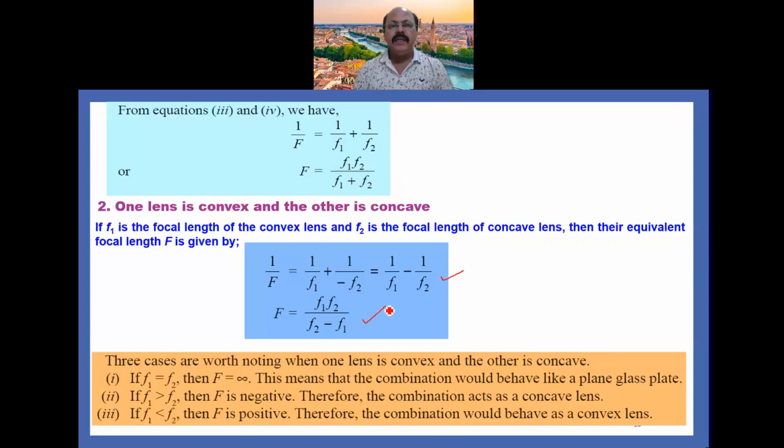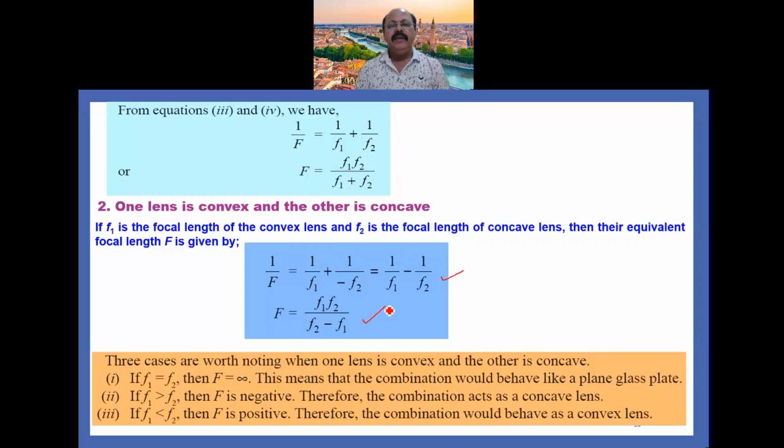Now three cases arise which are worth noting when one lens is convex and the other one is concave. If F1 equals F2, then in that case the focal length of the combination of these lenses F equals infinity. This means that the combination would behave like a plane glass plate.